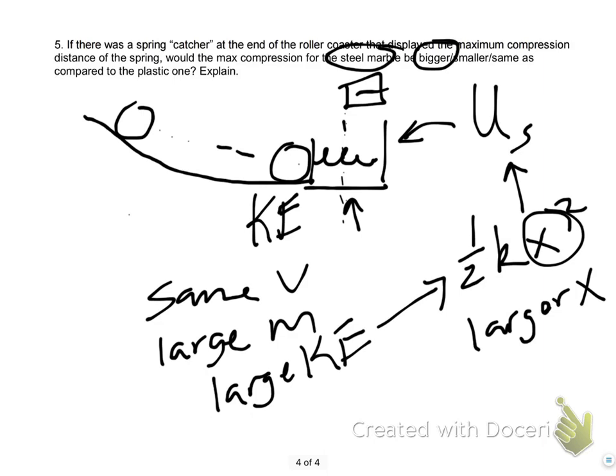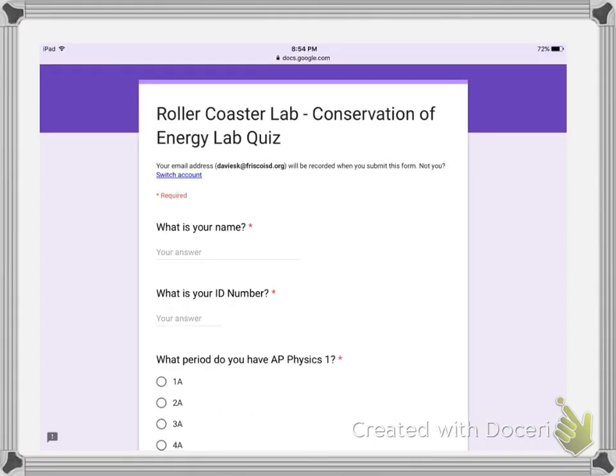Okay, so hopefully all that stuff was clear as mud. You can work with the people at your table, and you are going to take this. This would have been posted to Google Classroom this morning. So you can take the Roller Coaster Lab quiz. You can use your lab that we just went through. You can use the people at your table to help you understand the questions. It's not very many questions, something like 5 questions.